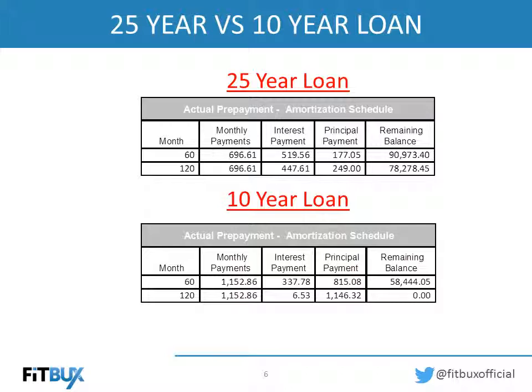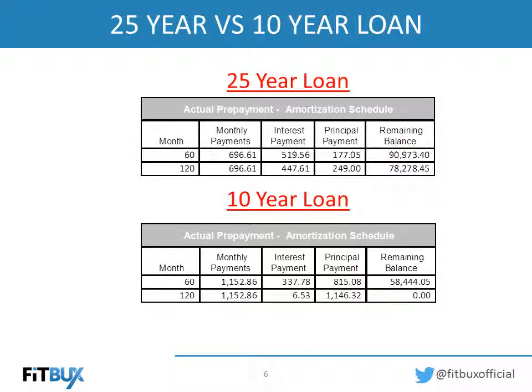So we're going to fast forward out to the 5-year marker and the 10-year marker. And the key that you'll see here is that after 5 years on the 25-year loan, you haven't even paid $10,000 to reducing the principal, meaning you still owe over $90,000. On the 10-year loan, it's already been reduced to $58,000.